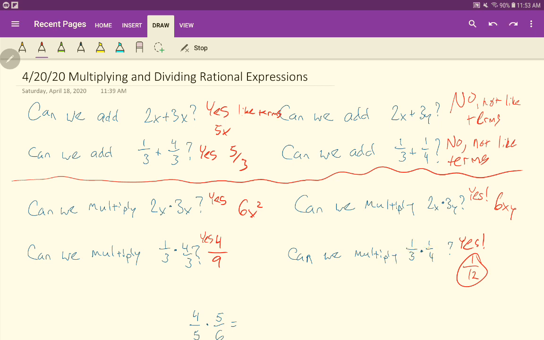Now, could you get common denominators here and then multiply? Absolutely. If you wanted to, you could rewrite this, multiply by 4 on the top and bottom, multiply 3 over 3 here. You could say 4/12 times 3/12, and that would be 12 over 144, which would simplify to that 1/12. But why do all this extra work when you can just multiply with the way it was originally written?